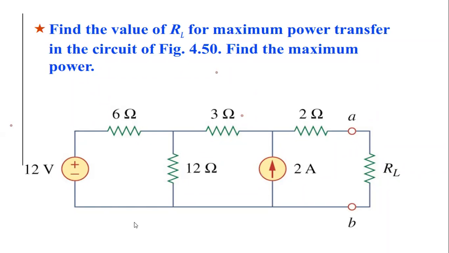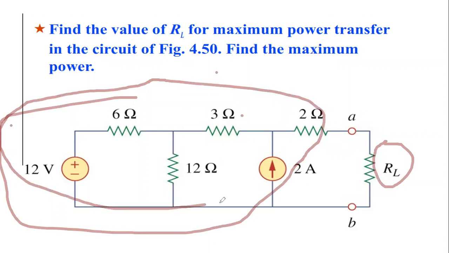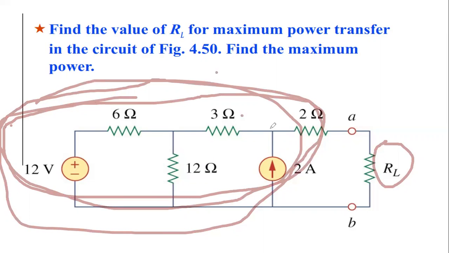In this circuit, a 12 volt voltage source is there, a 2 ampere current source is there, and all those things are there. Find the value of RL for maximum power transfer in the circuit. So I want to find this RL. What should be the load such that maximum power is transferred from this circuit? There are two sources. What should be the value of this one so that it gets maximum power?